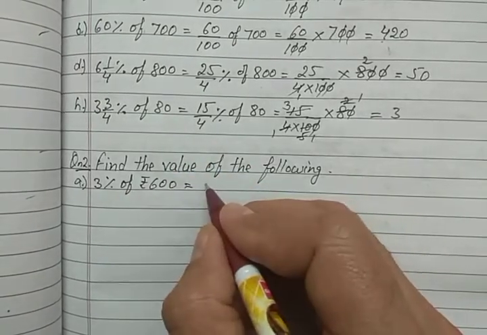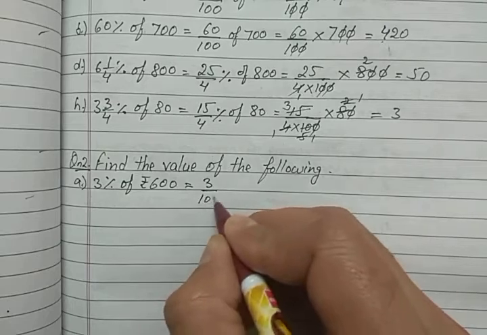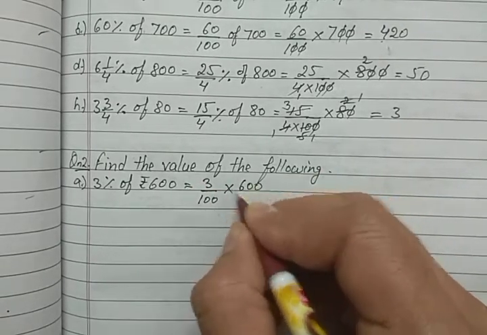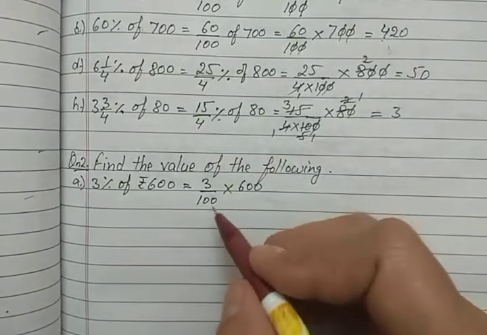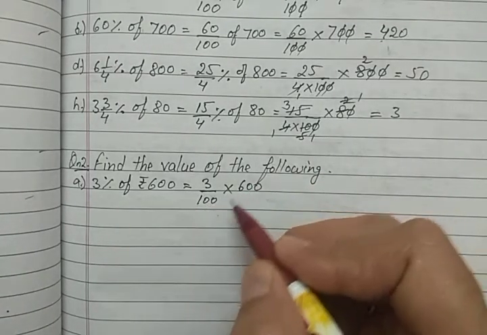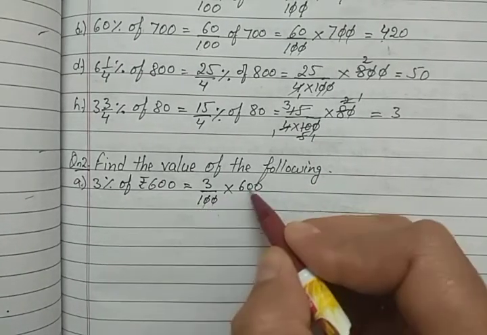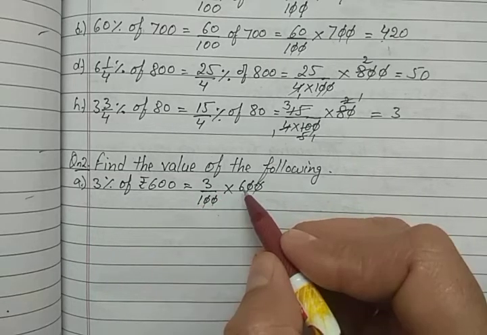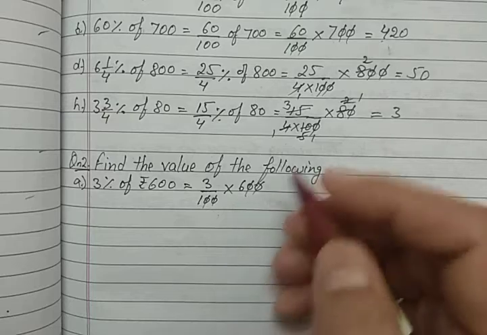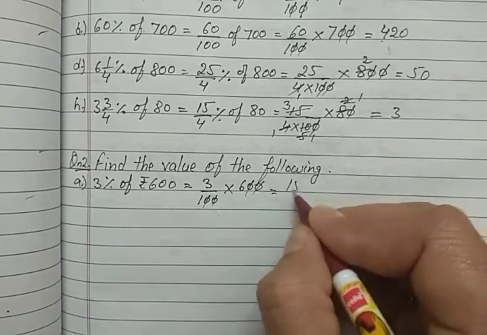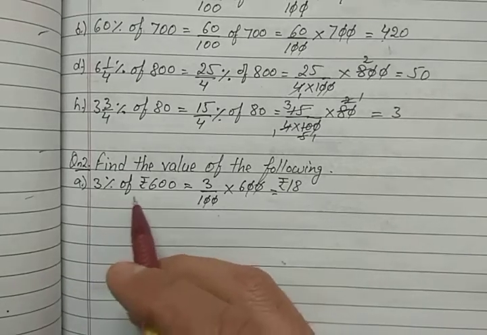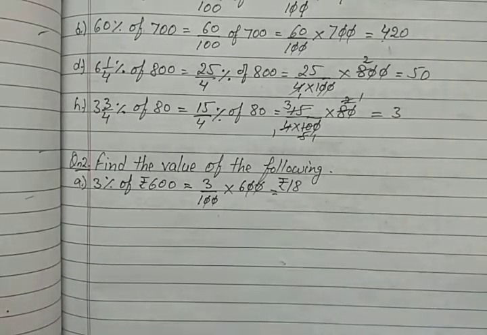3%, remove the percentage sign. 3 upon 100. Of means multiplied by 600, or you can write rupees 600, and then solve it. Cut the zeros. We'll cut 2 zeros. What is left is 3 multiplied by 6 in the numerator and 1 in the denominator. So 3 sixes are 18. So what is the answer? Rupees 18. So 3% of rupees 600 is rupees 18.